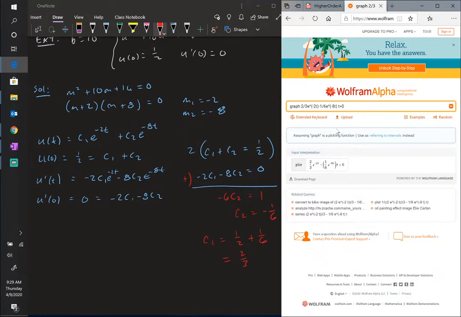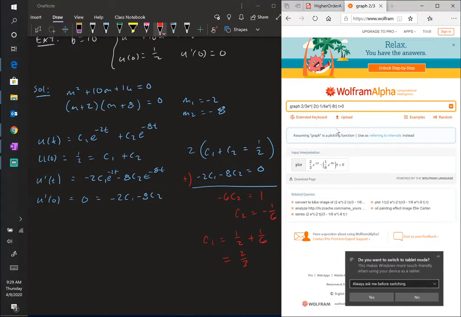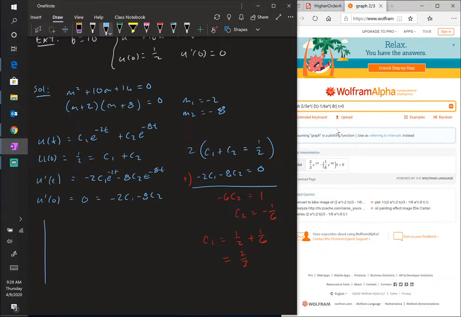Well, I'll just write it out. So the graph should look like this, and it just strongly approaches equilibrium position. Because there's so much dampening, we call this overdamped.